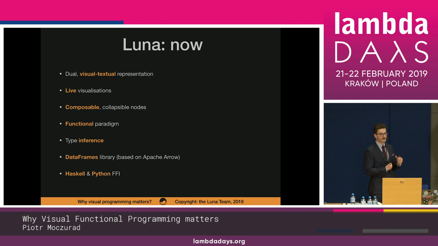The nodes are composable, like we've shown before. They are collapsible. Everything is nicely captured by the functional programming. There is a static type system with clever type inference, so you don't actually have to type complicated type signatures. There is a neat data frames library compatible with Apache Arrow, just like Pandas 2.0 will be once it is released. And there's Haskell and Python FFI.